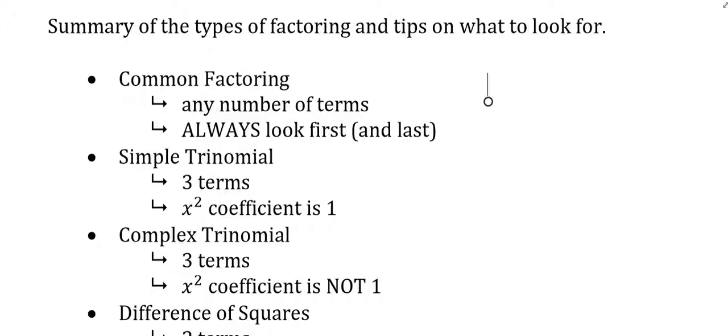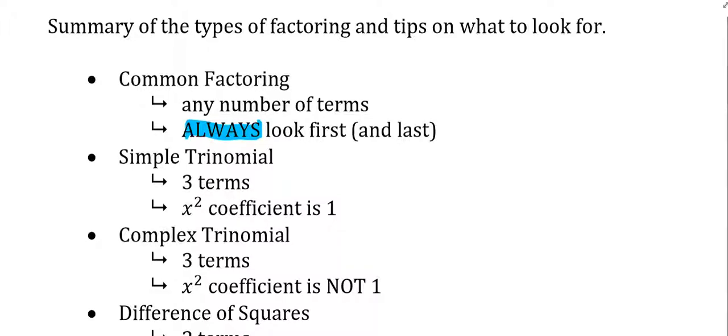Common factoring can have any number of terms, not one, because if you have one term, you're not really doing anything interesting, but it could have 2 terms or 3 terms or more, right? You could always have a common factor. And notice that it says always, in big capital letters, look first and last. If you notice a common factor first, you're going to make your question way easier, which is a good thing. And depending on what you're doing, if you don't notice it, it's usually harder to notice it later.